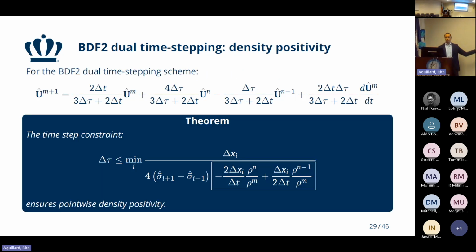We can do the same thing for BDF2. We have an explicit update formula. It looks a little bit more complicated, but it's the same thing. And we have a very similar term that shows up in the density bound as well. But again, it's a little bit more complicated, so we didn't look at analyzing that much.